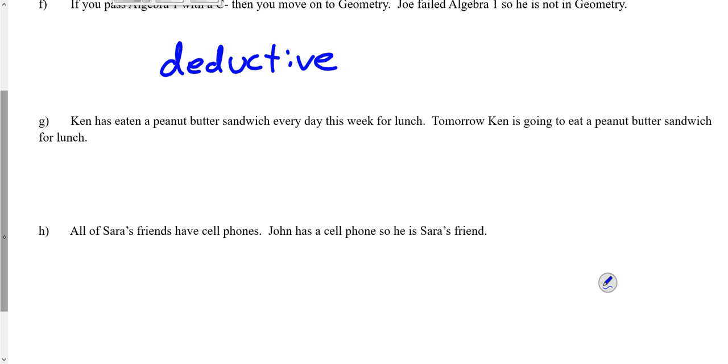All right, letter G. Ken has eaten a peanut butter sandwich every day this week for lunch. Tomorrow, Ken is going to eat a peanut butter sandwich for lunch. So think about that for a moment. Deductive or inductive? Are we dealing with facts that we can conclude that last statement with, or are we just looking at a pattern? That would be inductive.